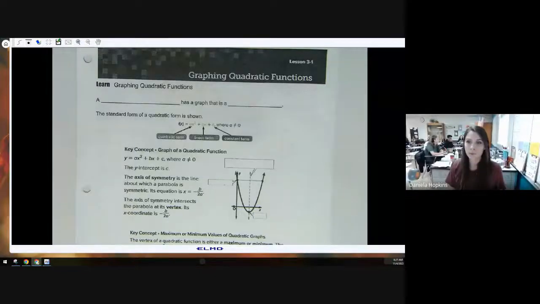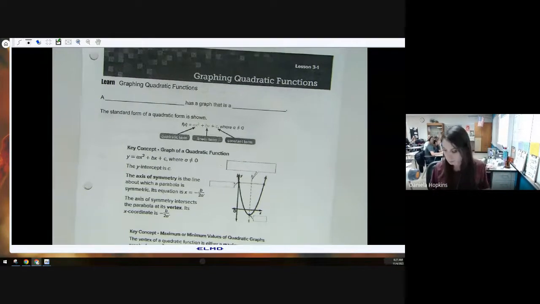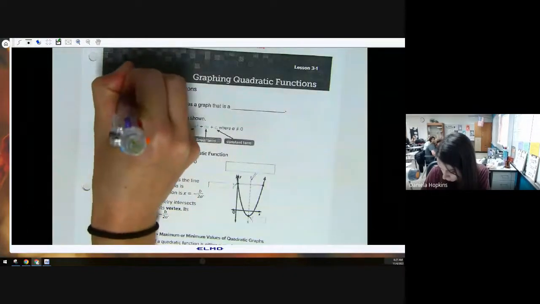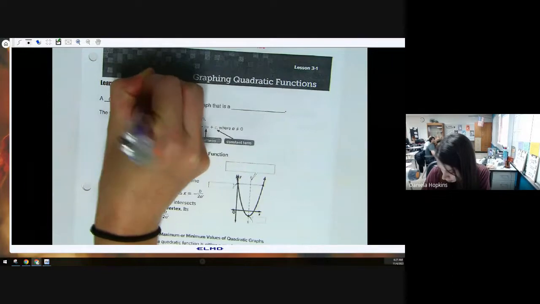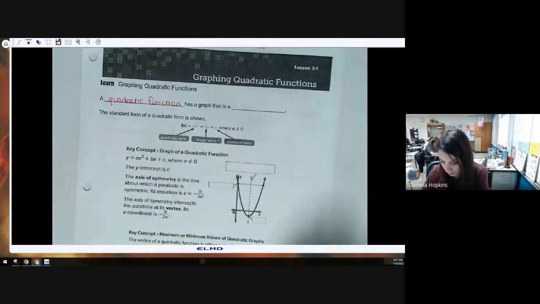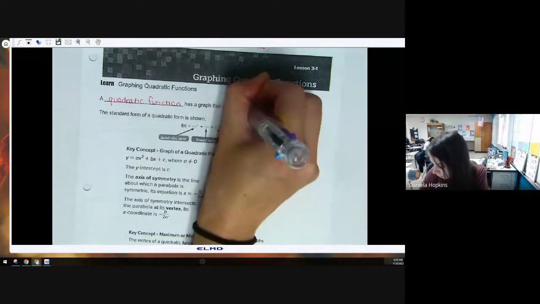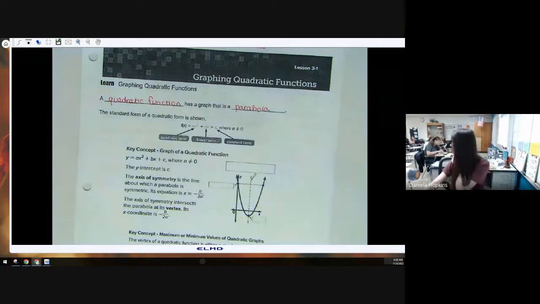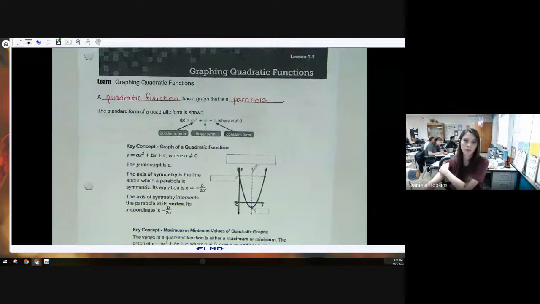Right, some vocabulary for us, which actually we already saw in Module 1. Just as a reminder, a quadratic function has a graph that is a parabola. And we saw that in Module 1 when we were talking about the transformations, going to the right or to the left, flipping. We saw parabolas and absolute values. So these are the U-shaped ones.